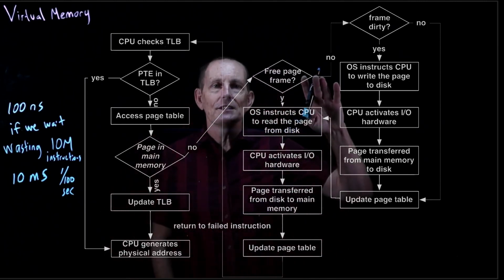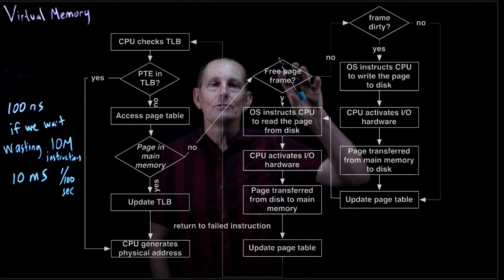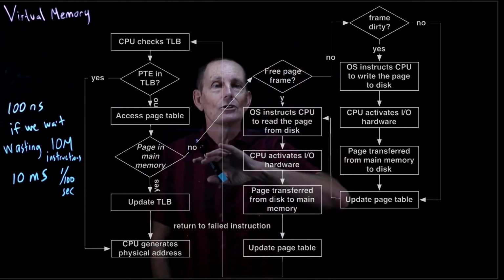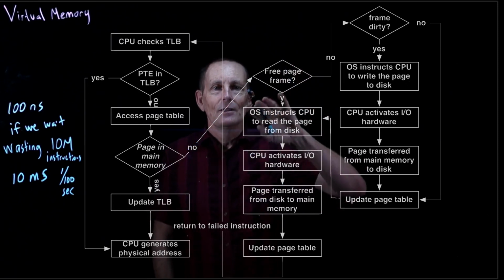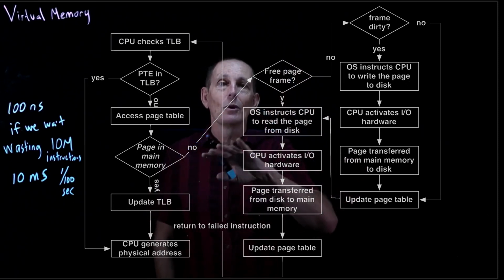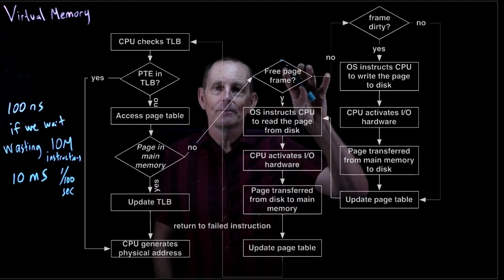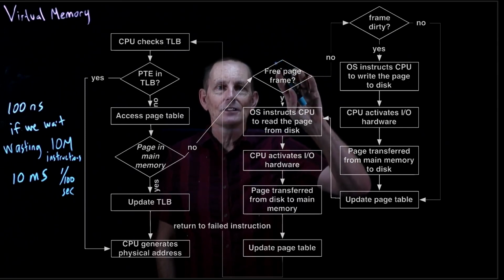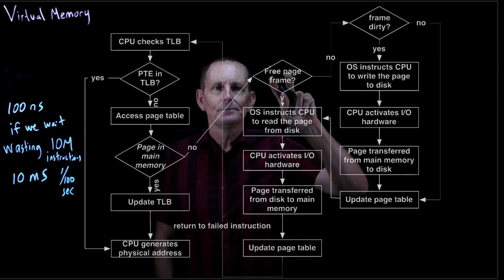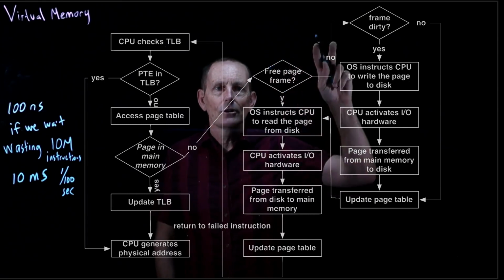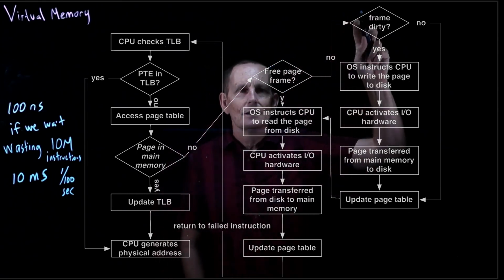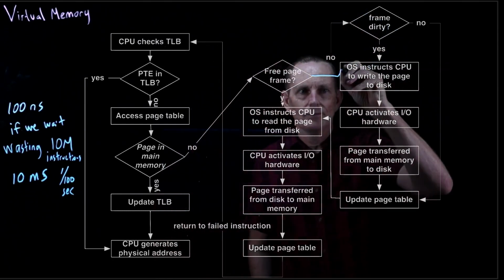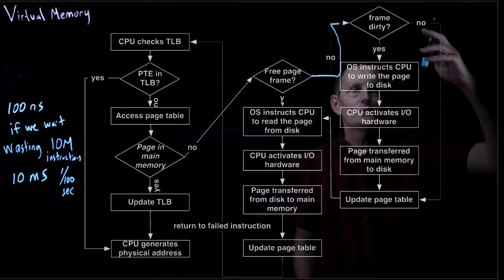All right, we missed one part of this, and that is, let's say there is no free page frame. So we get in here, we try to do a read-write. The page is not in main memory. We want to load it in main memory, but there's no free page. So first, we've got to free up a page. Okay, so the first thing we're going to do is check and see, is there a free page frame? And the answer is no.